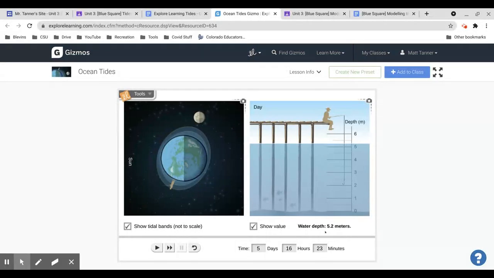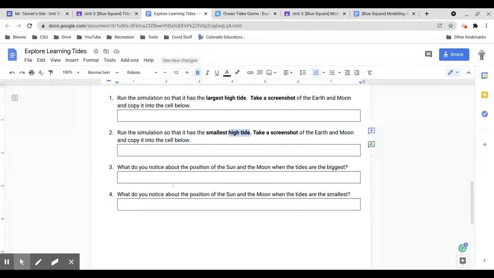But how small can this get? You can see this particular high tide is at 5.2 meters. Can you find one that's even smaller? When you do, you'll take the picture, right click, copy it in. And then the last 2 questions are just asking you about the sun's positions. And you might notice that sometimes they form a straight line, the sun, earth, and the moon. Sometimes they form not a straight line. And you're going to talk about those positions for the highest high tides and the lowest high tides.